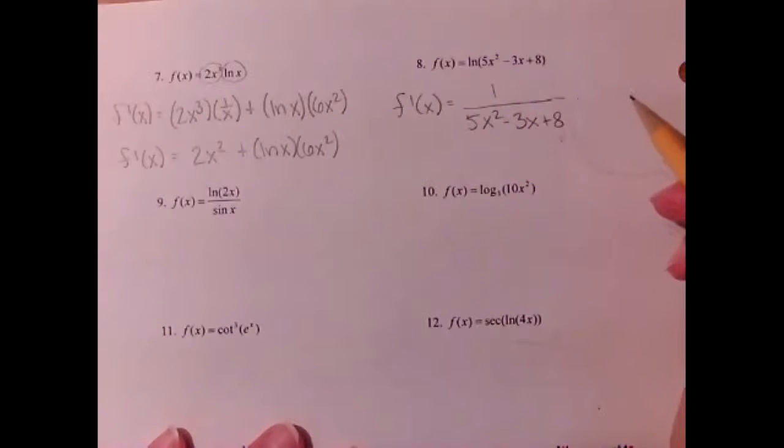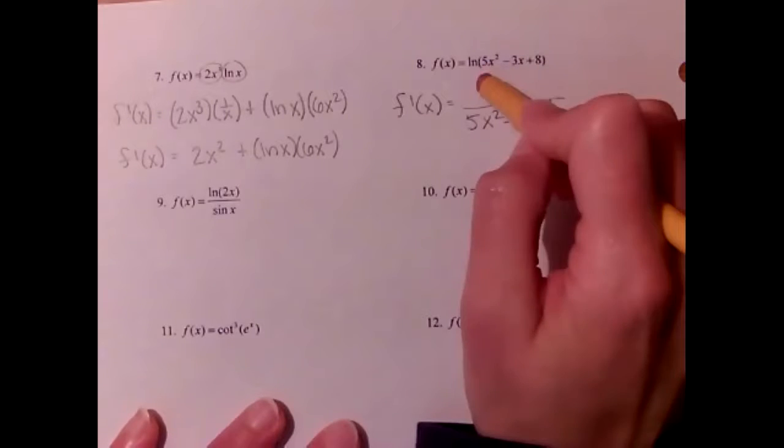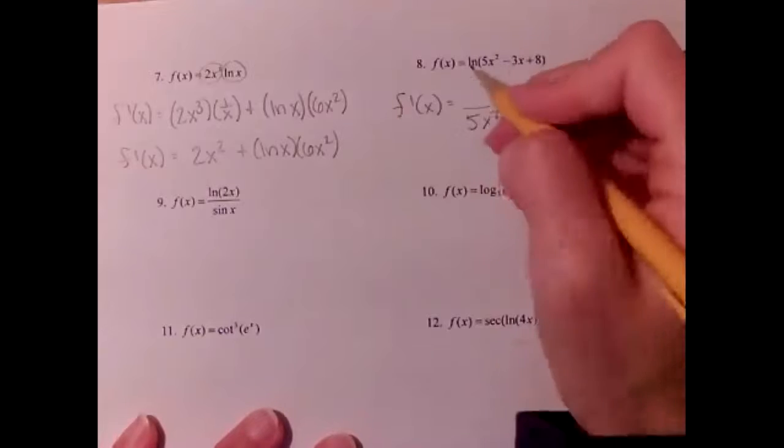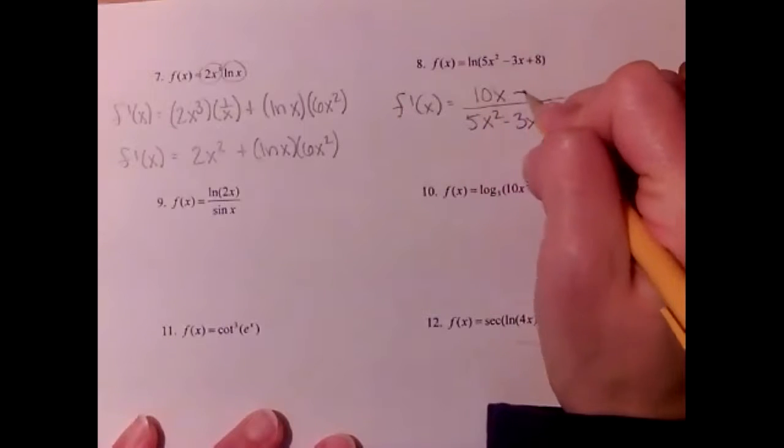And then we're going to chain on the derivative of that stuff. Instead of writing it off to the side, I'm just going to go ahead and put it in the numerator. So the derivative of all this will be 10x minus 3.